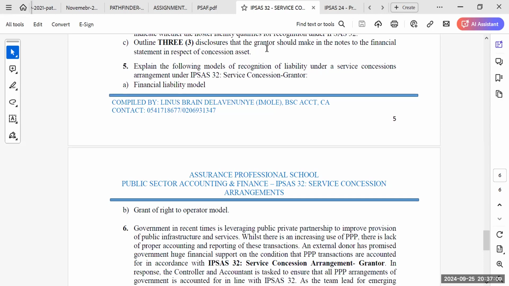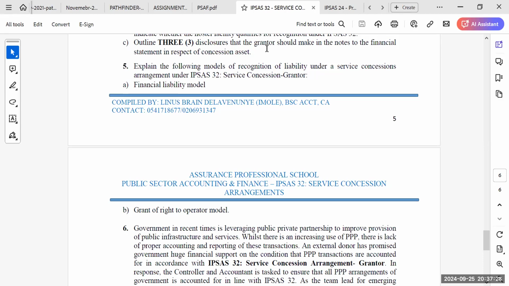Liability model: we recognize the liability when the grantor has an unconditional obligation to pay cash or another financial asset to the operator in construction, development or upgrading of a service concession asset.